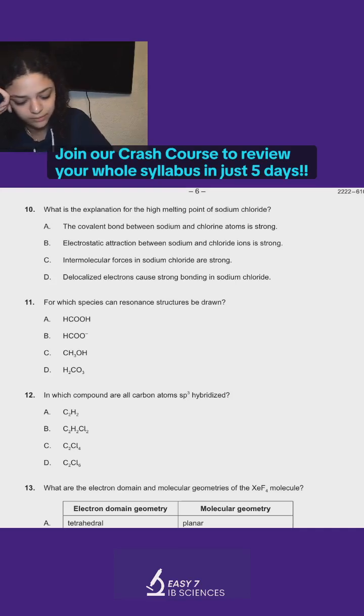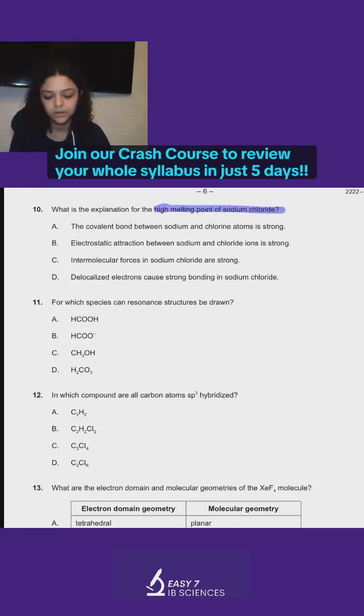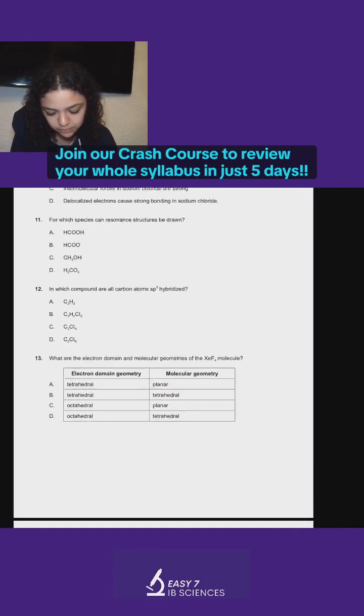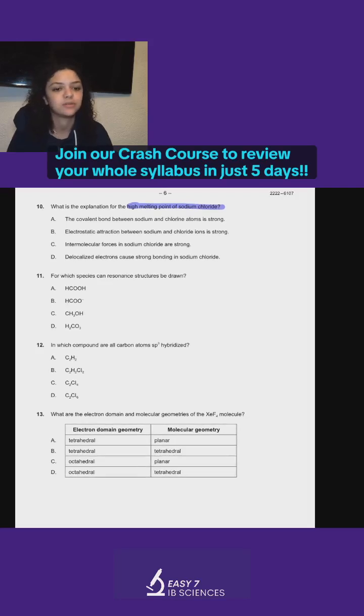Rate the difficulty of this past paper, guys. How are you feeling about this past paper? Okay, let's have a look at this one. It says, what is the explanation for the high melting point of sodium chloride? We're going to do maybe just this last page and then move on to the paper 2 that you guys have been requesting.